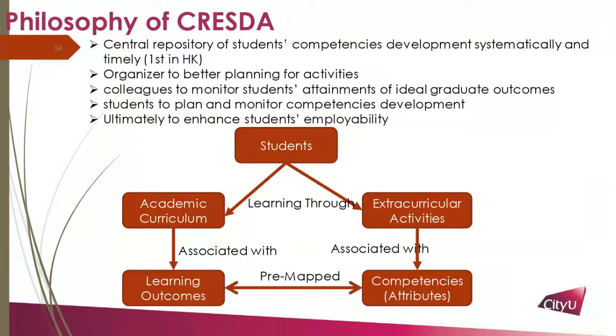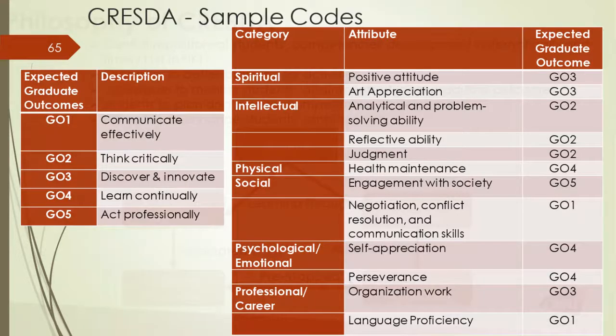So learning can be through the academic curriculum or extracurricular. And for academic curriculum, it is already linked and associated with the learning outcome. And through the competencies associated with the extracurricular activities, we can also map them to the learning outcome. So this forms a complete part of the learning of students.